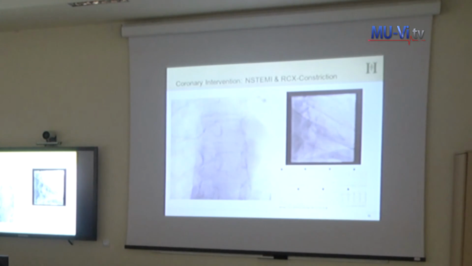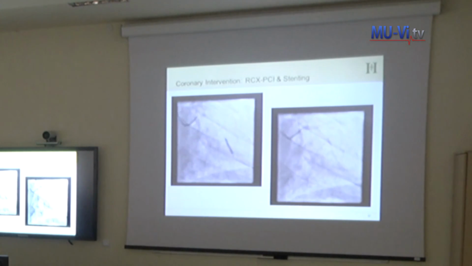This is an intervention with an NSTEMI, that means non-ST elevation. You haven't got the typical changes on ECG. And we see a RCX constriction here, very peripherally. We position the balloon, wiring, position the balloon, stenting, result.